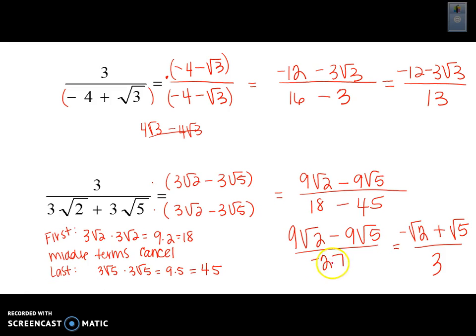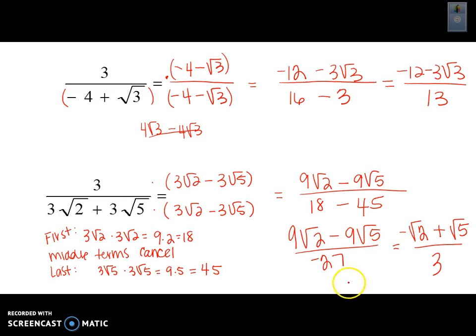Alright, so when we multiply, you can see the work shown over here if you need to look back at that later. But I come up with 9 square root of 2 minus 9 square root of 5 over 18 minus 45. That gives me a -27. Now I look at each of the coefficients. They all are divisible by 9.